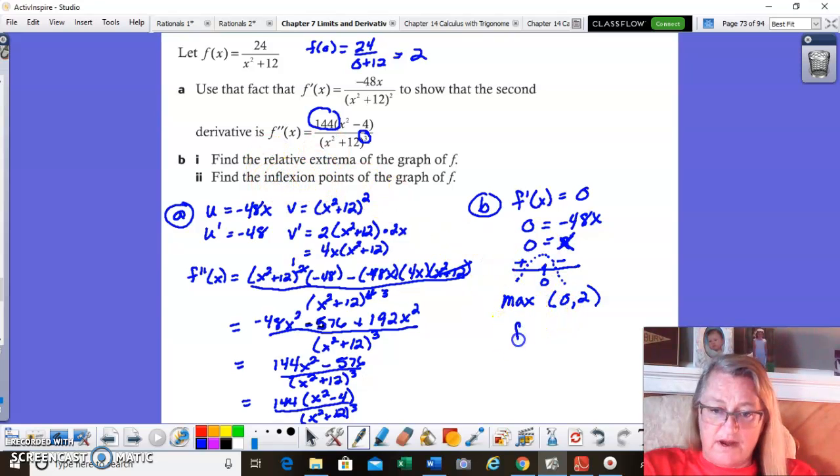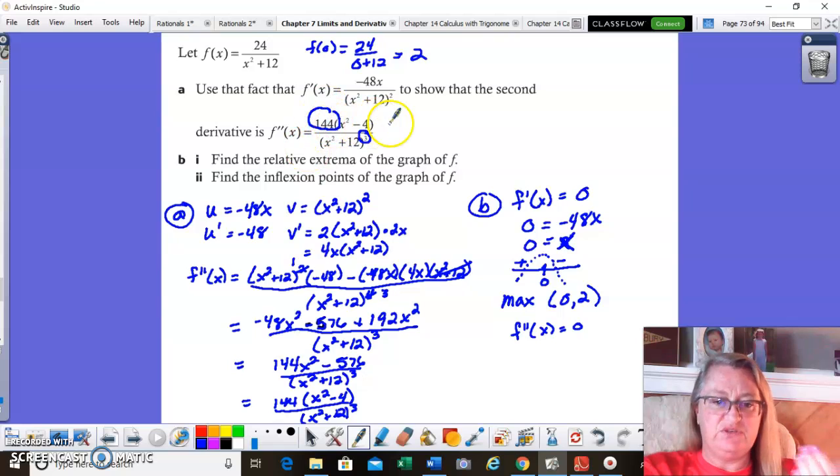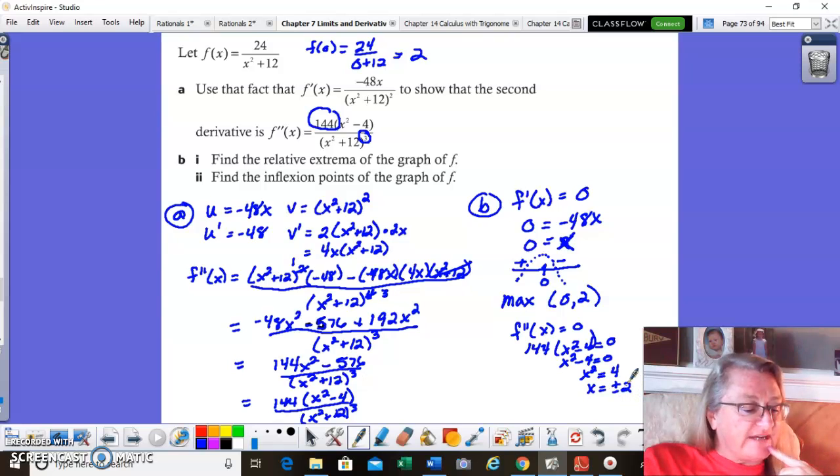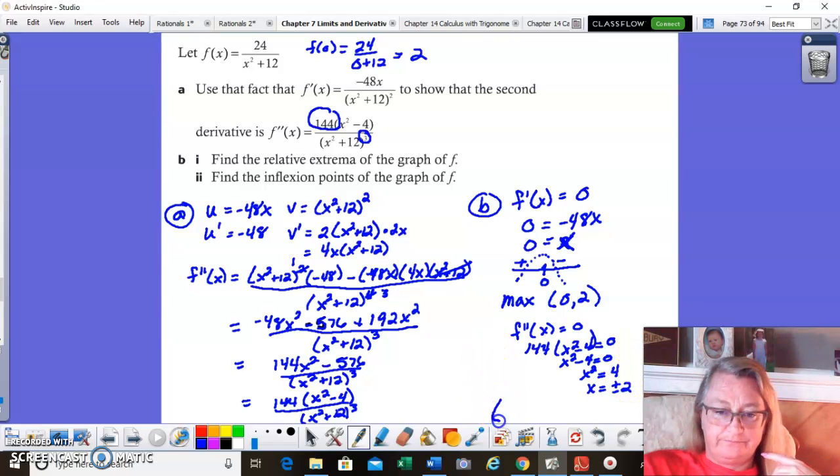The inflection points are where the second derivative equals 0. And I go through the same process, I'm just doing it with the second derivative now. So my second derivative was given, even if I did it wrong and didn't come up with it, I could still use this. And so I'm going to say that 144 times x squared minus 4 equals 0. So x squared minus 4 equals 0. So x squared would equal 4. So x would equal positive or negative 2. So I'm going to have inflection points at negative 2, and another one at positive 2. So these are my inflection points.